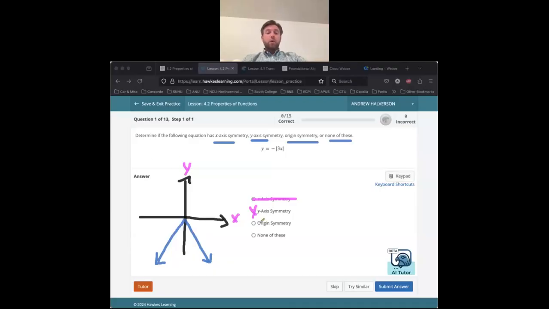By the way, what does origin symmetry mean? It's if we were to take a diagonal line through the origin, could we fold it around the origin and be symmetrical? In this particular one, no, we wouldn't have that. So some functions do have that sort of symmetry if you were to fold it that way.